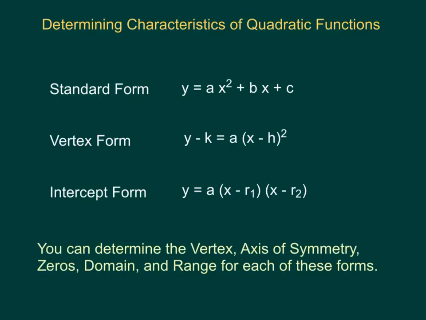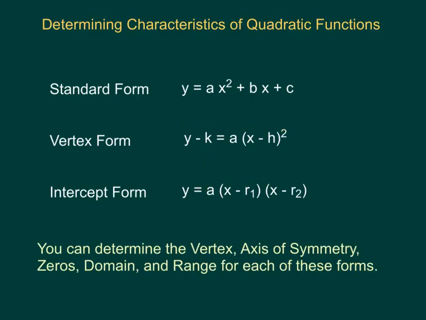b and c in standard form are a little bit less clear as to what effect they have directly on the graph. In vertex form, a we already mentioned, and h, k are the coordinates of my vertex, which is certainly an important point to know in the parabola, so that's going to be worthwhile. And in intercept form, r1 and r2 are the two solutions to the equation y equals 0. They're my two x-intercepts. They're the two roots of the equation. That's why we call it r1 and r2.